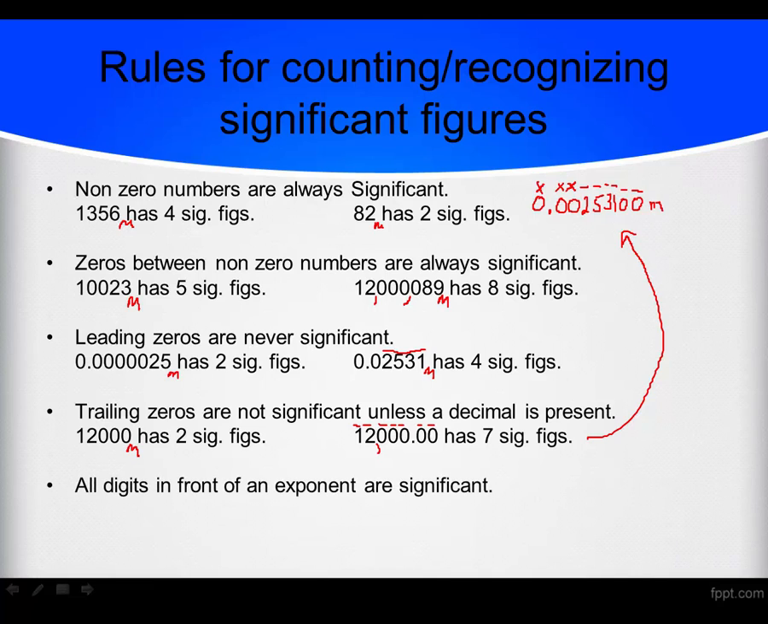So the last rule is all digits in front of an exponent are significant. If you're writing in scientific notation, anything in front of your exponent, in front of your times 10 to the power, is significant. So the number 5.0500, that's going to have 5 sig figs.